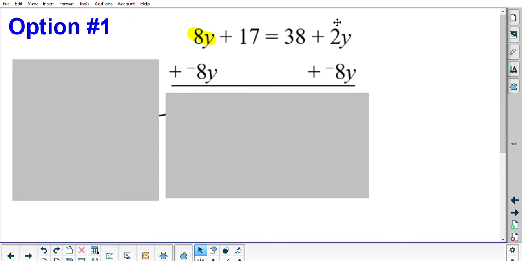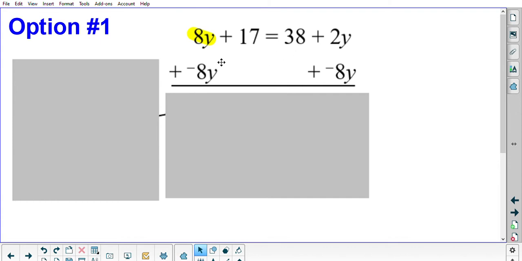Because you have to line up your like terms whenever you add or subtract. And like terms means having the same exact variable. 38 and 17 don't have variables, so it would make no sense to put the negative 8y underneath the 17 or the 38 when 17 and 38 don't have a y. See, that would make no sense. So you have to line up the variable terms properly whenever you do this. That's one of the keys to doing today's second half of the guided notes correctly.